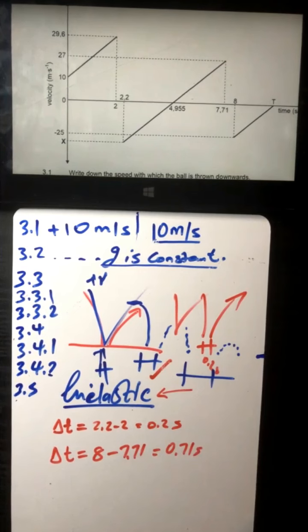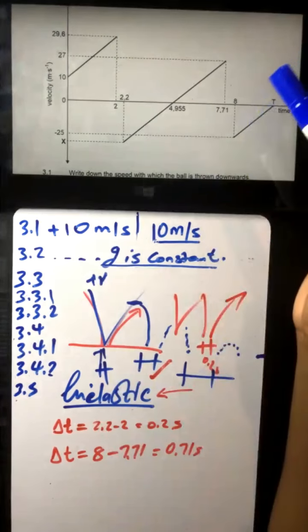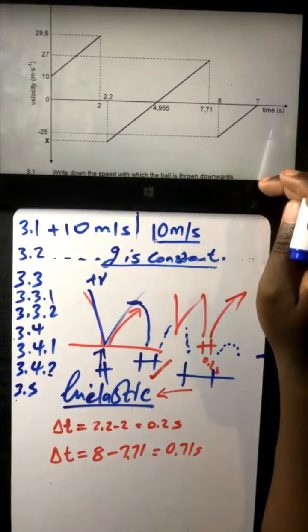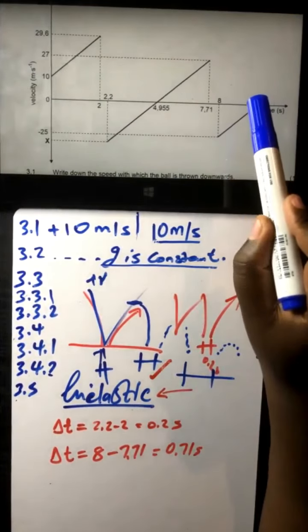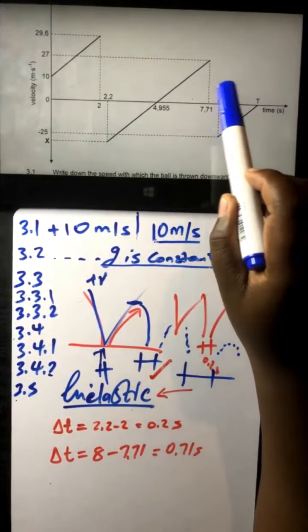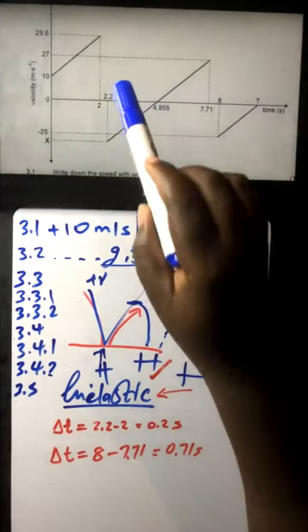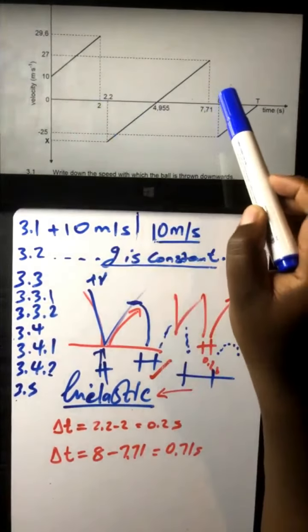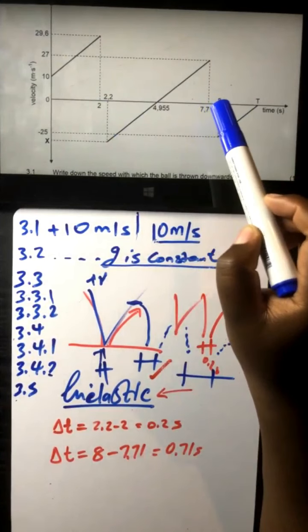I'm not sure if you got it, Mr. D, because from my side, the break part I couldn't get to the point where they say calculate the time for which case. But one thing for sure, if they ask that, you perform the same calculation of 2.2 minus 2, in that case it will be 8 minus 7.71.